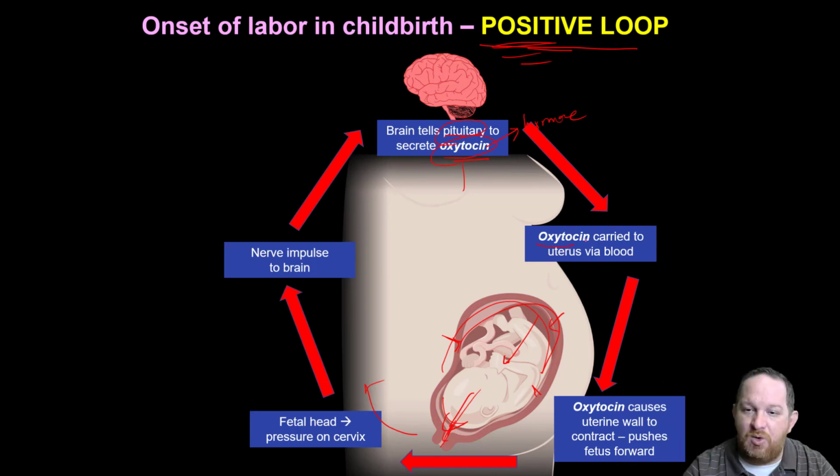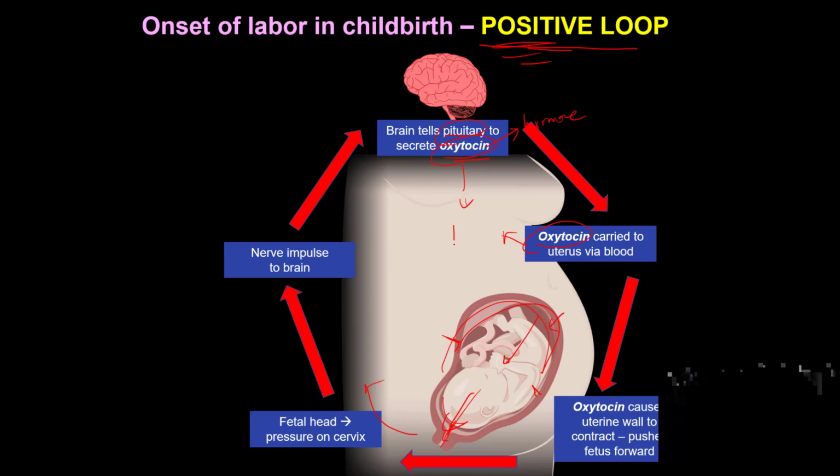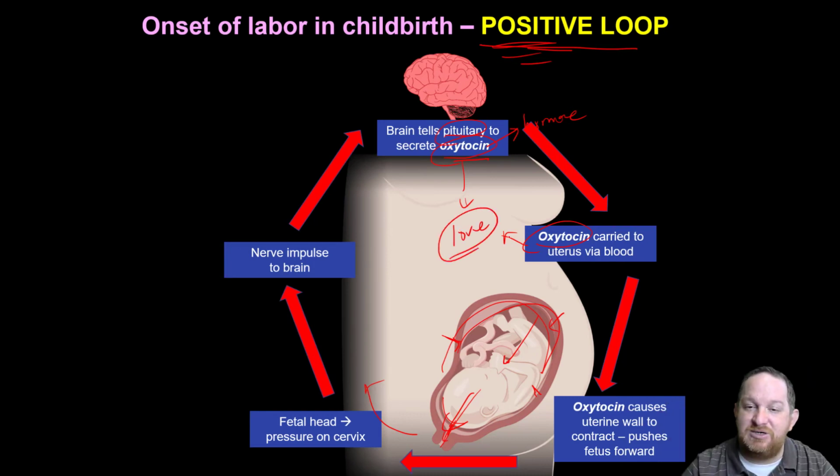Oxytocin is a really interesting chemical. Not only is it the chemical here that we see that helps to contract the uterine walls, it's also what many consider to be the love hormone. So it's interesting to think about that the love hormone is what introduces your baby to you.